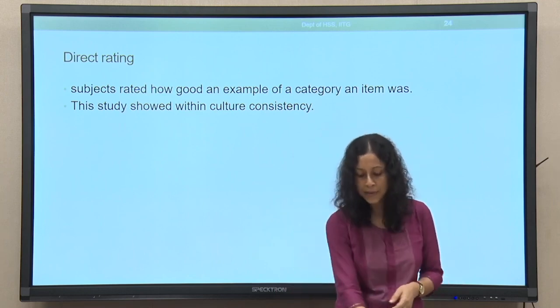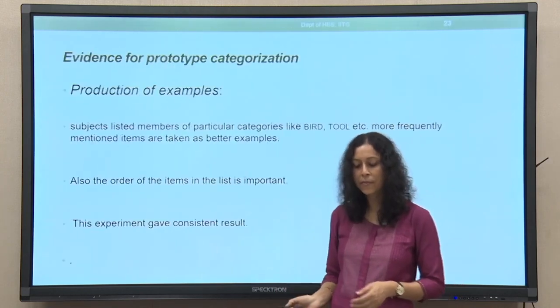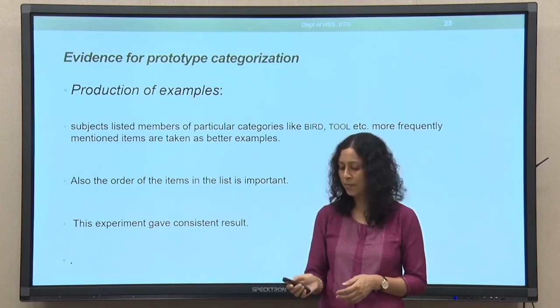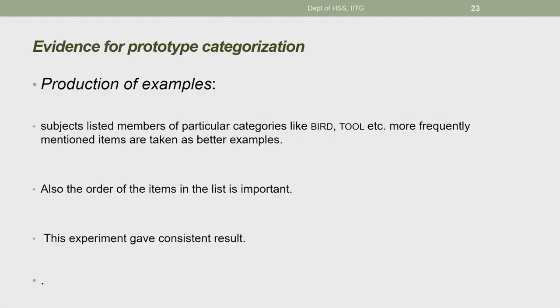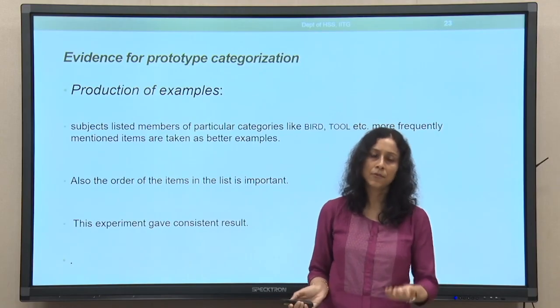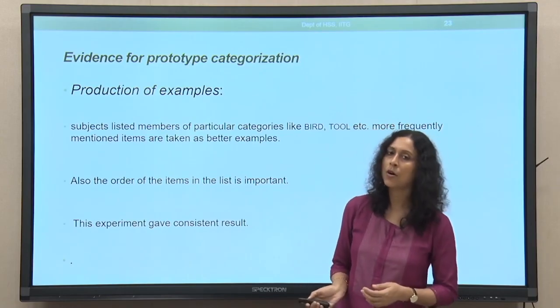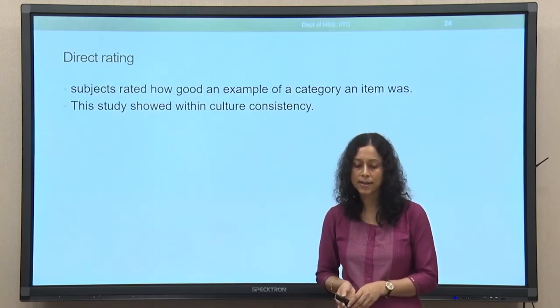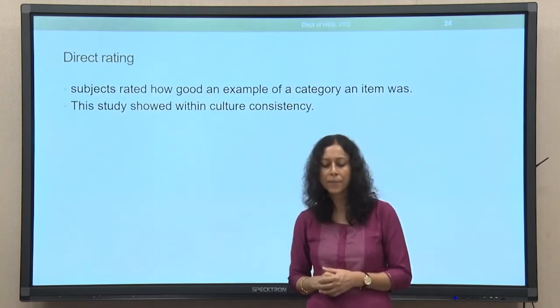So, this was one set of experiments, which is called the production of examples. Given a category, name some members of this category: name some birds, name some tools, and so on. And depending on the order, we realize what the typical examples are in that particular given setup.